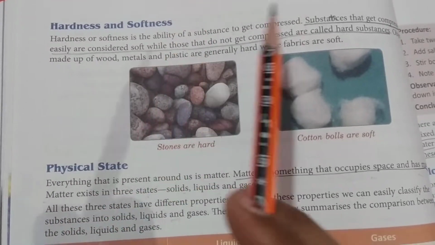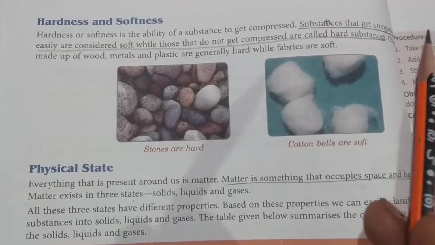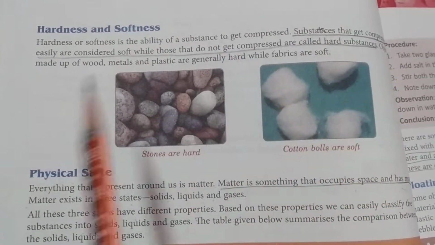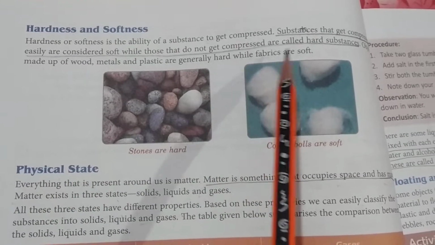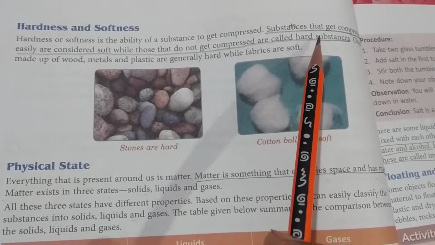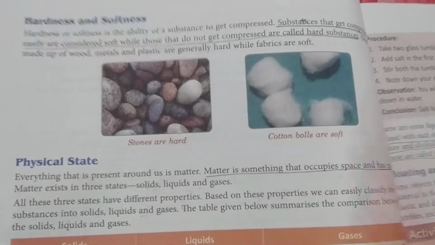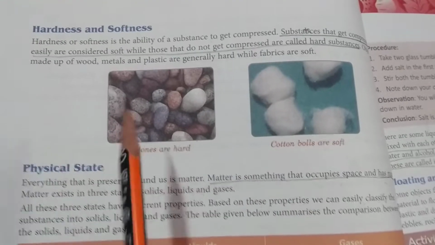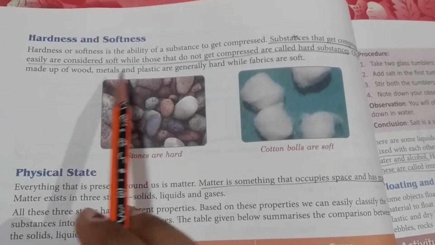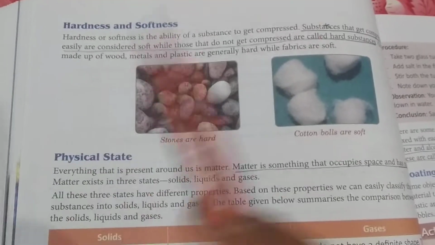Hardness and softness is the ability of a substance to get compressed. If a substance gets compressed easily, the substance is soft, and a substance which does not get compressed easily is hard. Examples of soft substances are cotton, fabrics, sponge, feathers, whereas examples of hard substances are wood, metals, plastic, stones. On this basis we sort the objects.